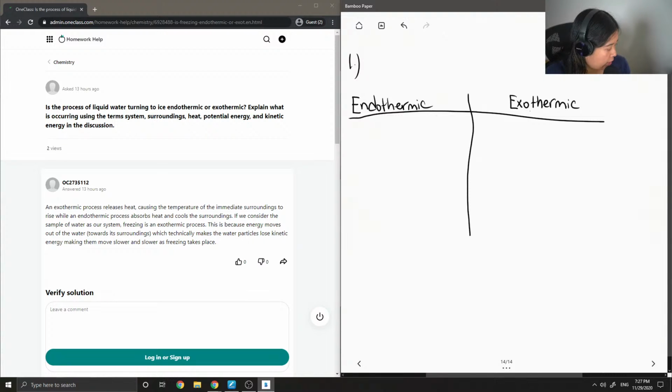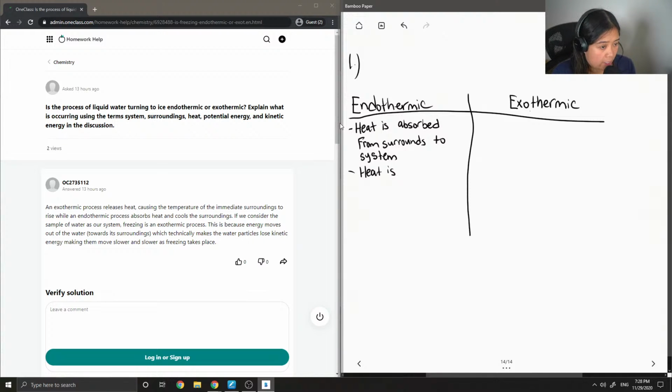Okay, so during an endothermic reaction, heat is absorbed from the surroundings to the system. So this is the same thing as saying that heat is a reactant.